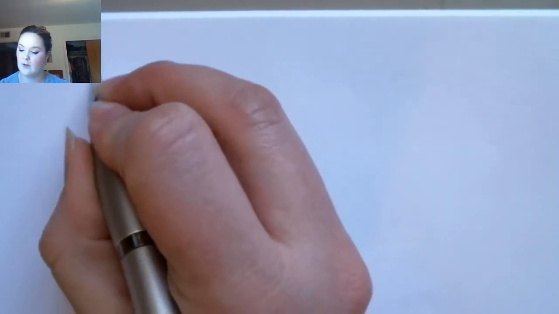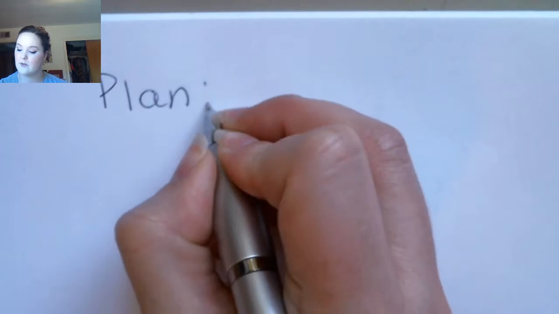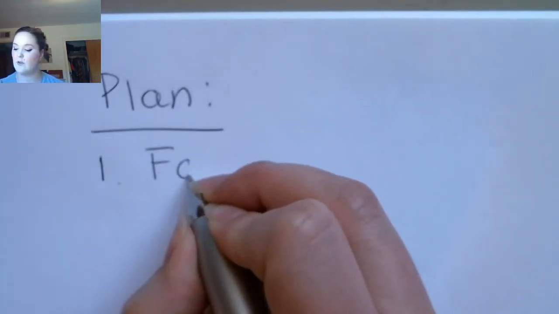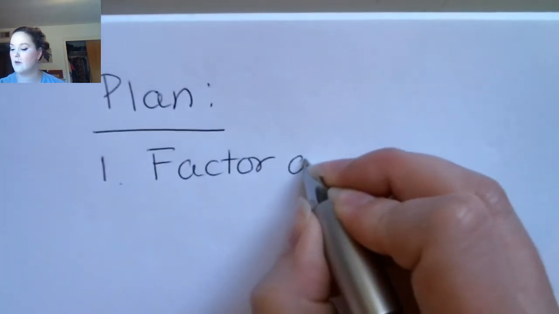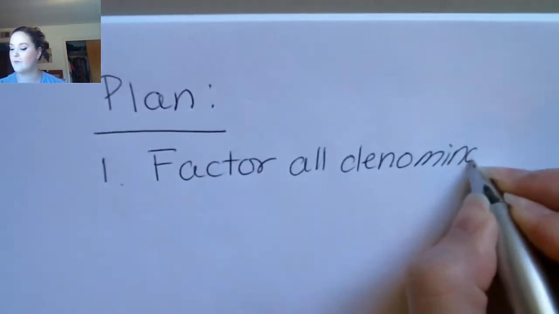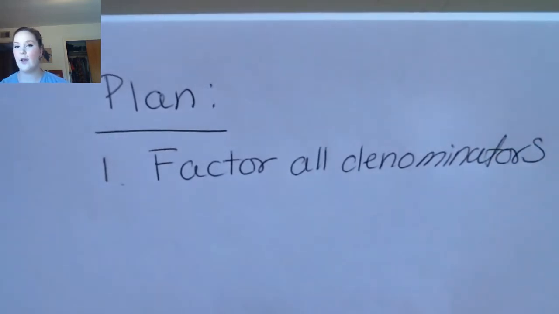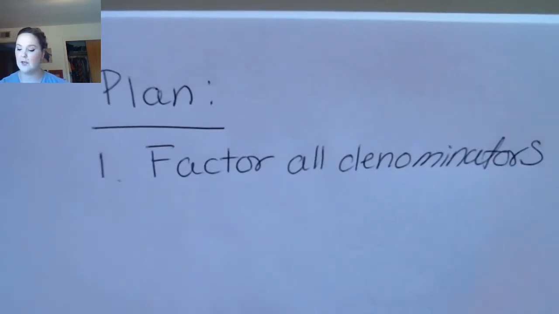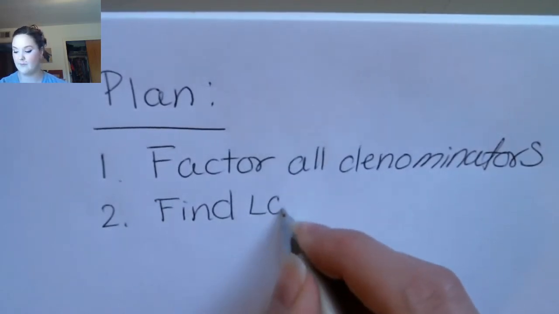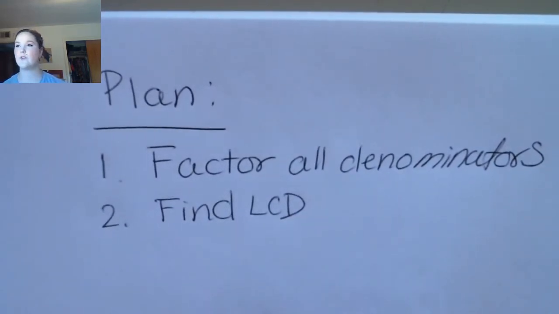Okay, so let's talk about solving rational equations that aren't proportions. Okay, so here's our plan. So the first thing we're going to do is factor all of the denominators. Okay, and the reason that we want to do that is because we're looking for the LCD. Okay, so we're factoring the denominators to let us find the LCD.